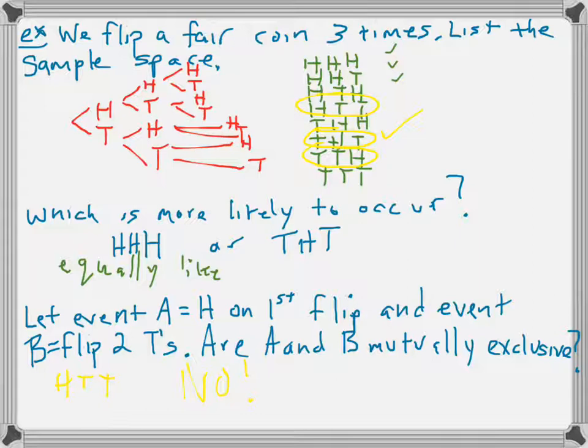Events are mutually exclusive when they cannot occur at the same time. So they are not mutually exclusive. I'm going to abbreviate that one. Okay, there covers our definitions. I would like to mention there's a couple of definitions I didn't cover, like the complement of an event or conditional probability. We'll see those in a little bit as well.